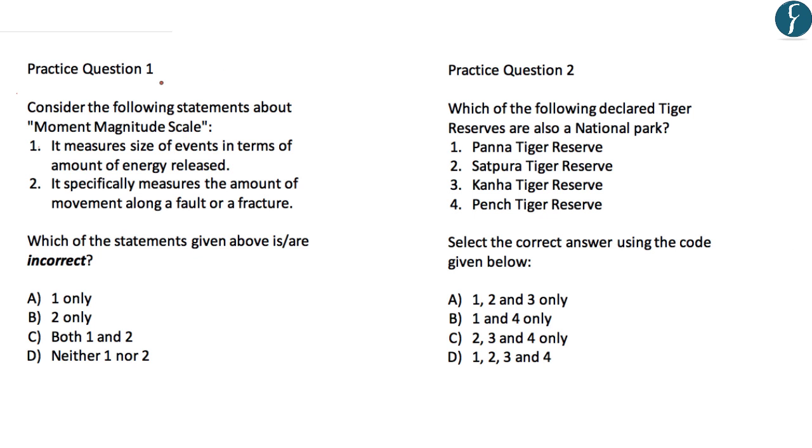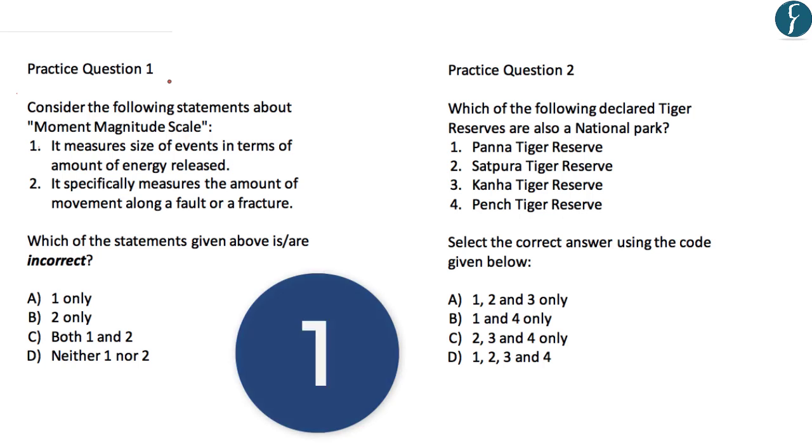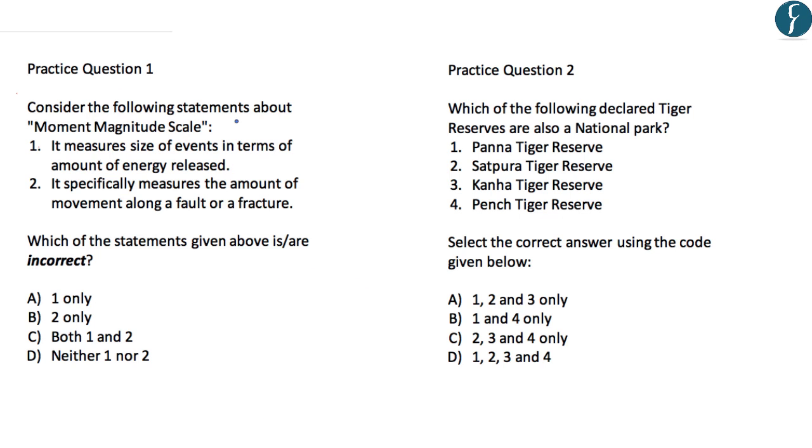Now after our discussion, these form your practice questions for the day. What you can do is take a pause of 5 seconds. First, it says, consider the following statements about the moment magnitude scale. First, it measures the size of events in terms of the amount of energy released. Yes, the statement is correct as we have already discussed. Second, it specifically measures the amount of movement along a fault or a fracture. Yes, the statement is also correct. Now it says, which of the statements given above is/are incorrect? None of the statements given above is incorrect.